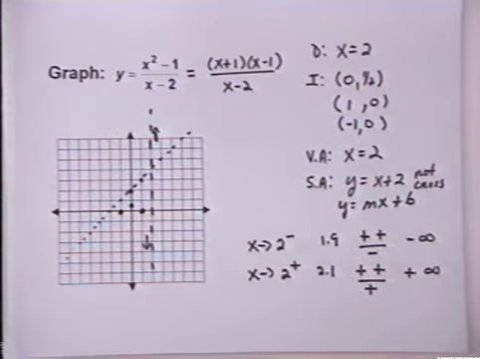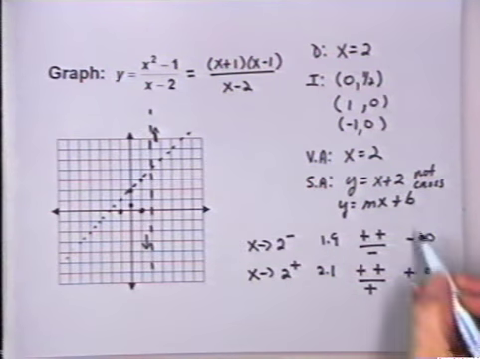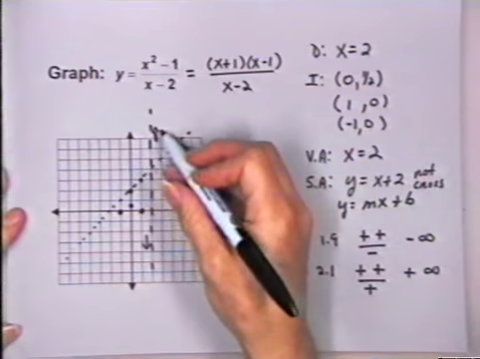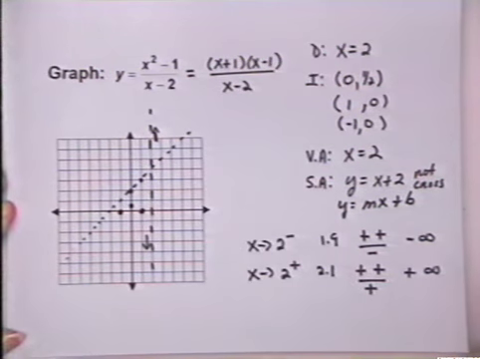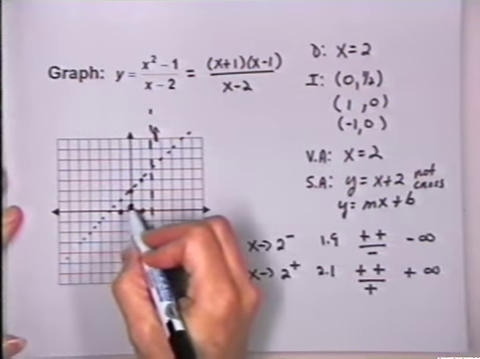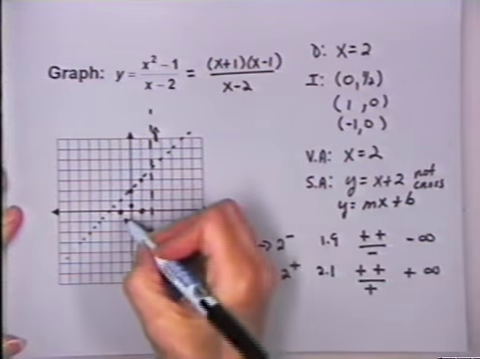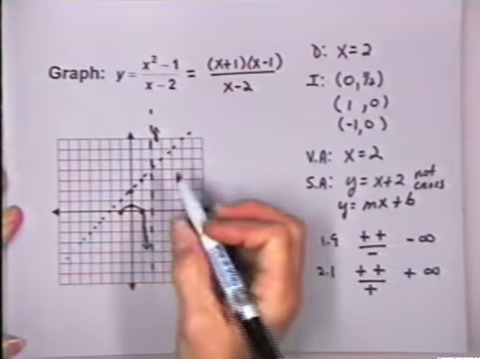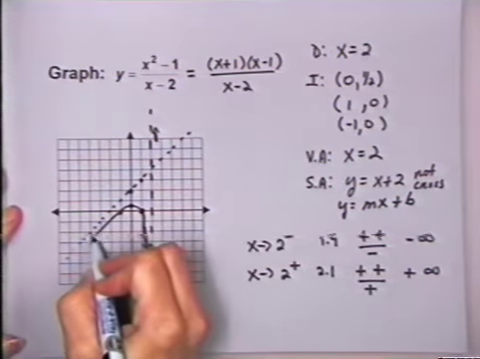Why am I going above that slant asymptote? Can't cross that slant asymptote. Remember, if I start down here and go up, I'm going to have to cross that slant asymptote, and I can't do that. Okay, so with these points, we've got these points, and we're coming down to our vertical asymptote. So that suggests that we're coming down here.